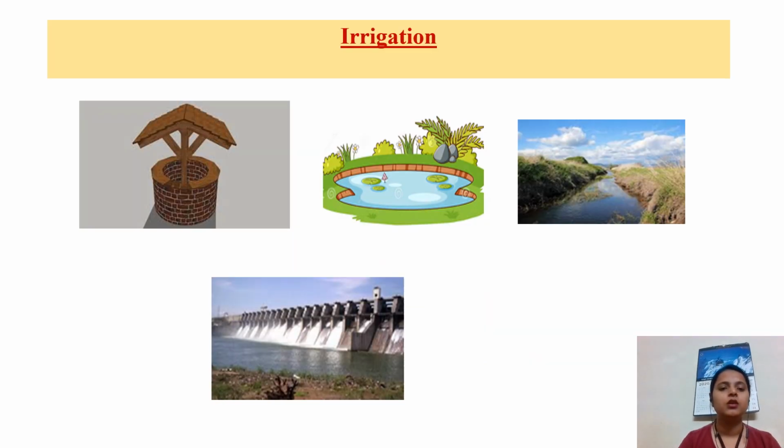So yes, what are these pictures depicting? Any idea? Okay, so now everybody, I want you to write down your answer in the chat box. Picture 1, 2, 3 and 4, their names. And obviously these pictures are depicting the sources of irrigation. From where do we get water? From where do plants get water?